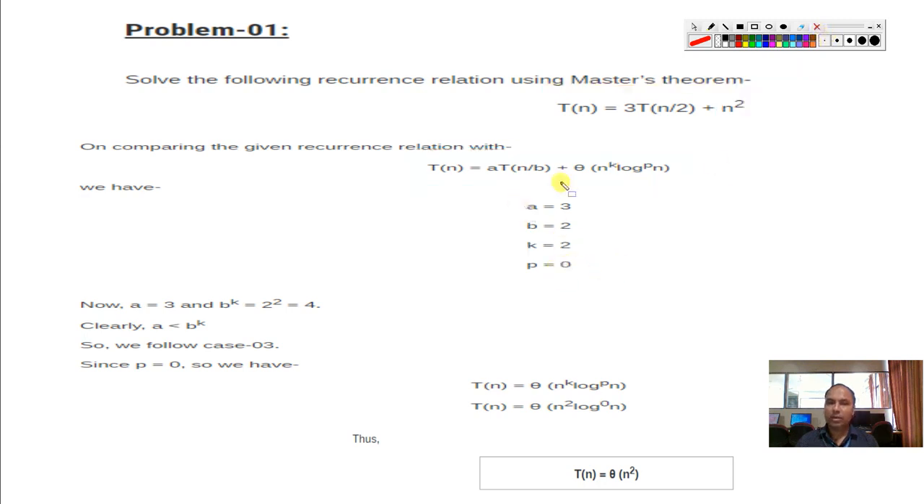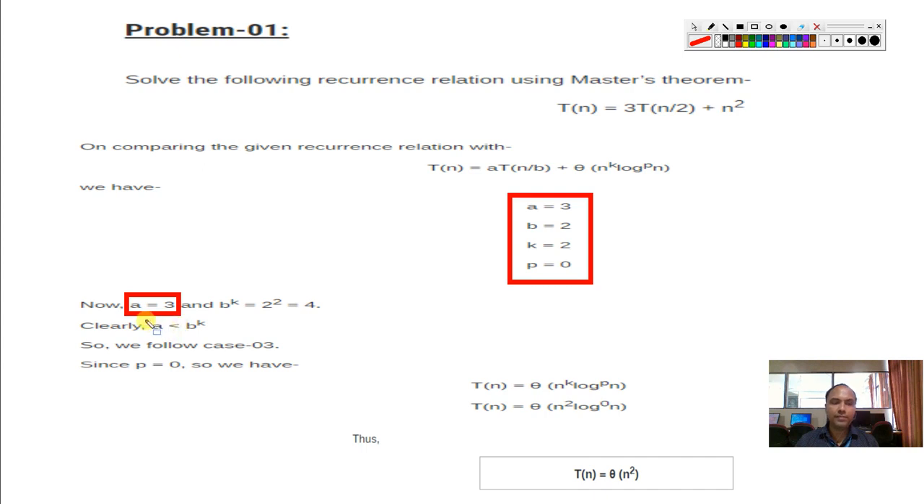So we have considered all these values: a is equal to 3, b is equal to 2, k is equal to 2, and p is equal to 0. Then what is the next step? We have to find out the value of a, that is a equal to 3, and the value of b raised to k. The value of b we know is 2, right? So 2 raised to 2, as the value of k is equal to 2, gives us 4.